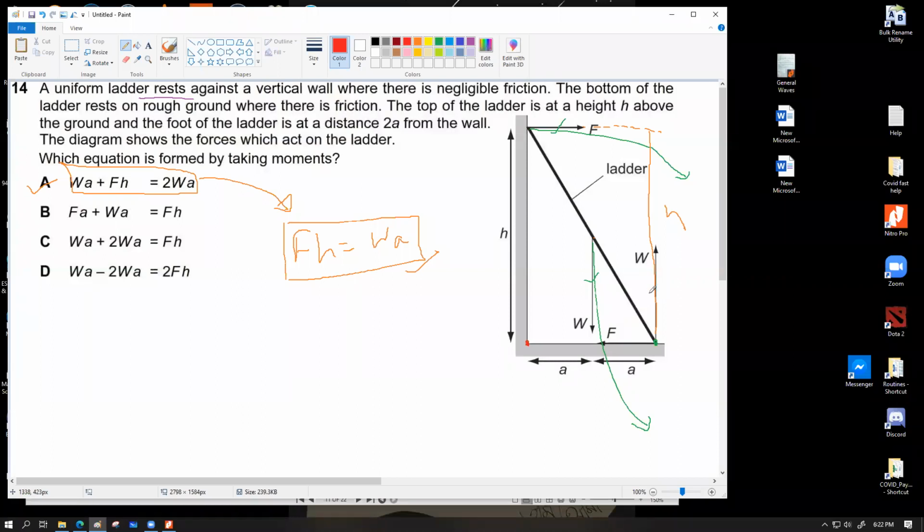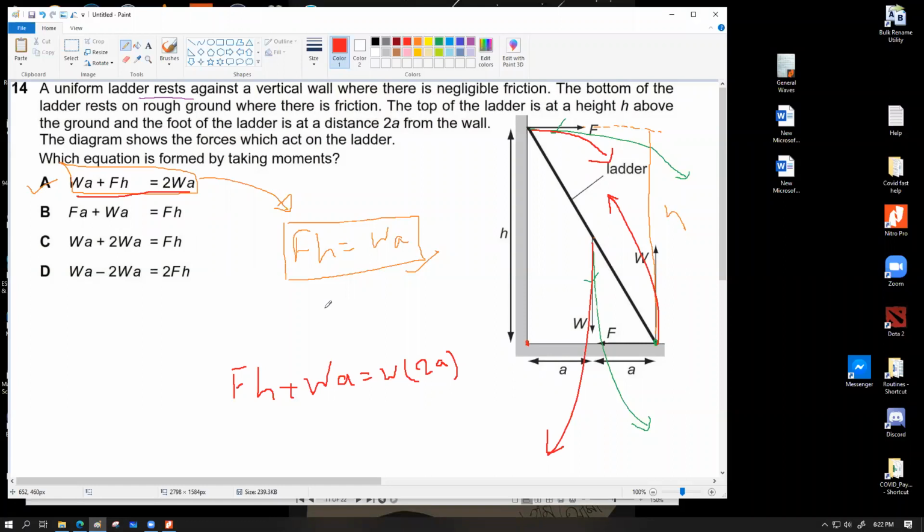Now, if I represent the moments over here in red, with a bit thicker arrow: about this point, this F is going to produce a clockwise moment. This W is going to also produce a clockwise moment. This W is going to produce an anticlockwise moment. So I can add up the moments of these two, and this should be equal to this one. So go ahead: F into h plus W into a should equal W into 2a, since the distance is a plus a. If you simplify this equation, you'll see this popping up.